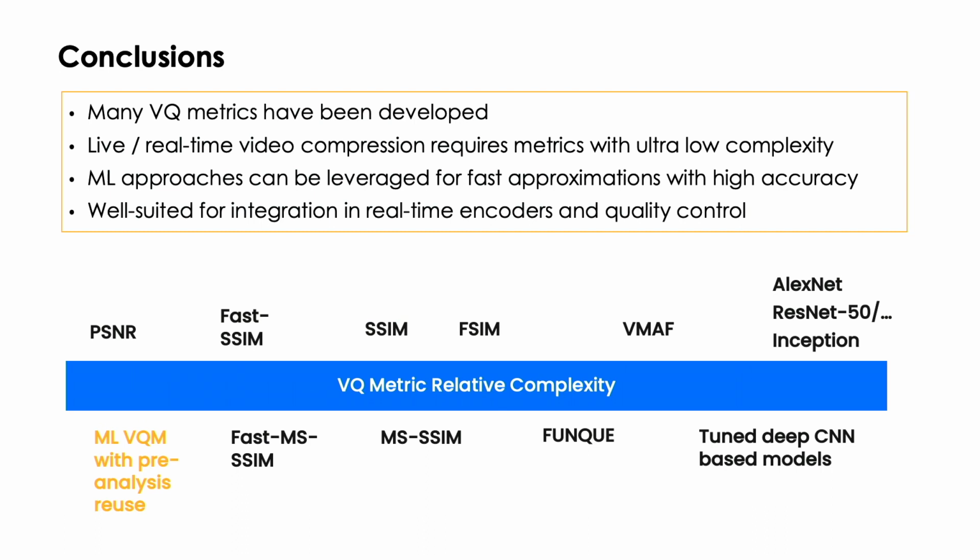So this is just summarizing the conclusions. There's a whole range of video quality metrics out there. The problem is, typically for real-time or live compression, a lot of these are just too complex. Also, the evolution towards very deep neural networks is not going to work. But as we've illustrated here, you can leverage machine learning approaches to get really fast approximations that you can integrate into the encoder, which is well suited for live encoding, but also for quality control.